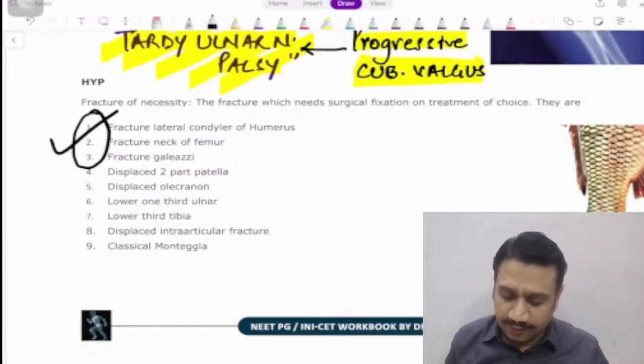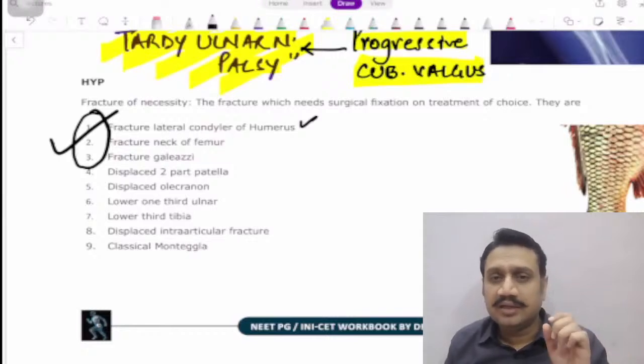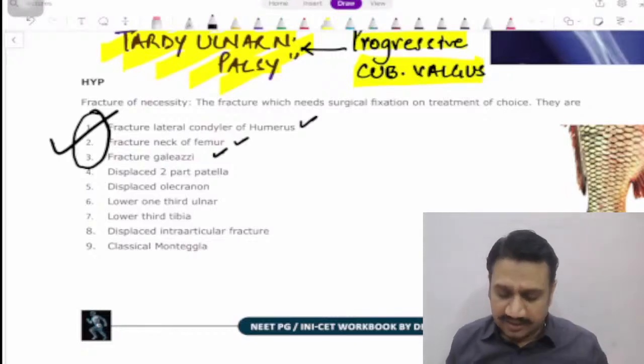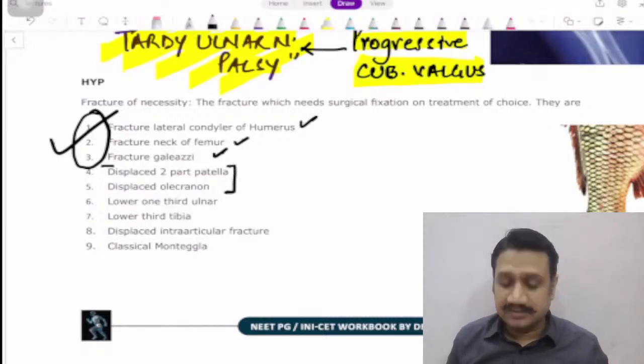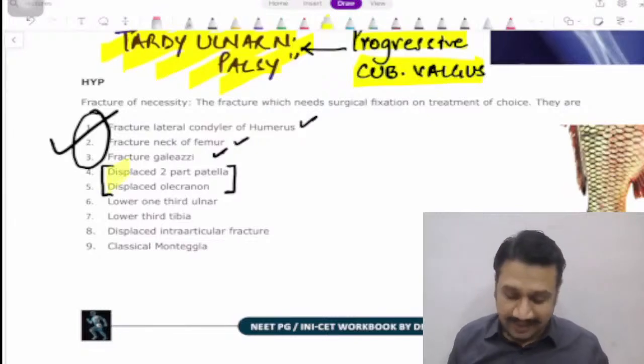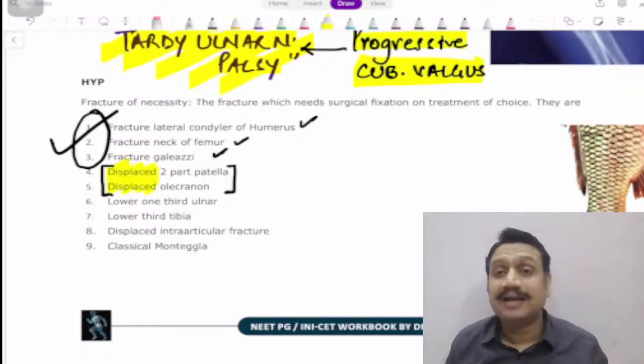So lateral condyle of humerus, neck of femur, Galeazzi, always operate. But the other fractures which require surgery: the two-part patella and olecranon, when they are displaced. Lower third ulna, lower third of tibia, it depends, variable. Low vascularity, and displaced intra-articular fracture, and Monteggia, they are always supposed to be fixed.